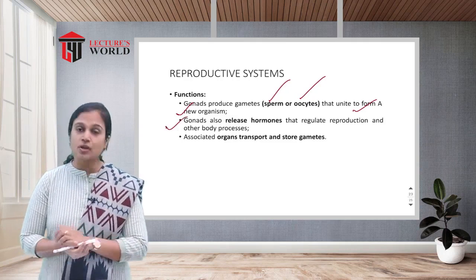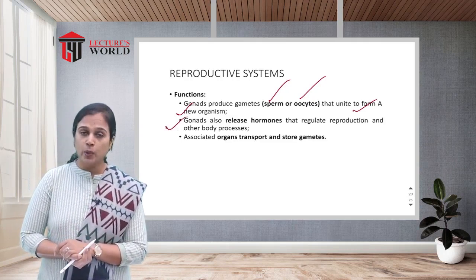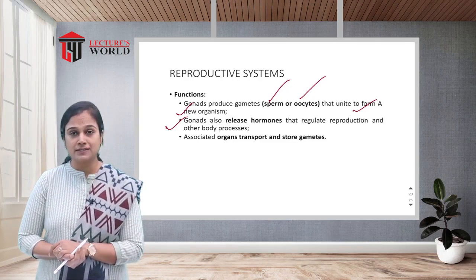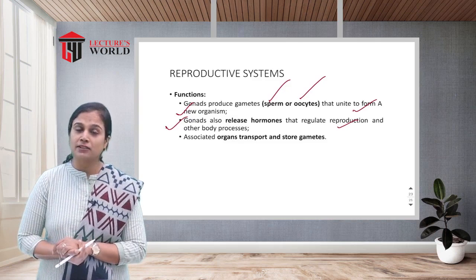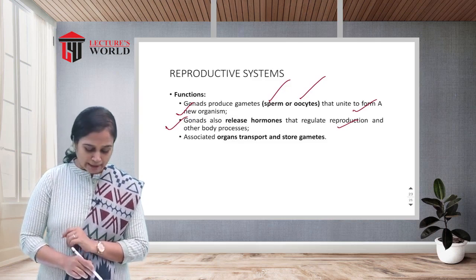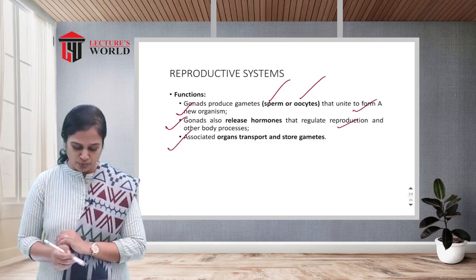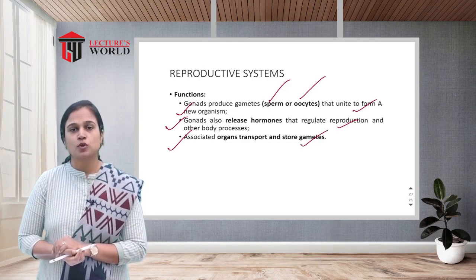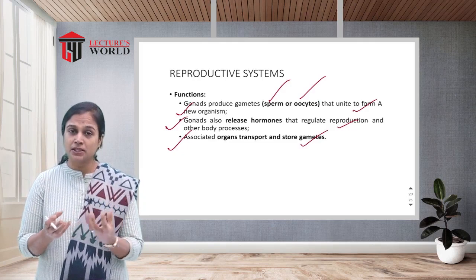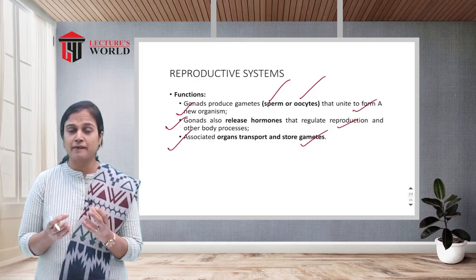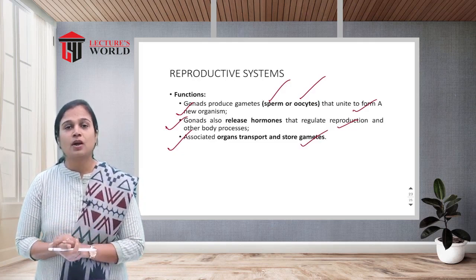Now the gonads also release hormones. The ovary and the testis release hormones which regulate the reproductive system and other body processes. And associated organs transport and store the gametes. So for the gametes which are produced by the ovary and testis, there are some other structures which are responsible for transporting these gametes.